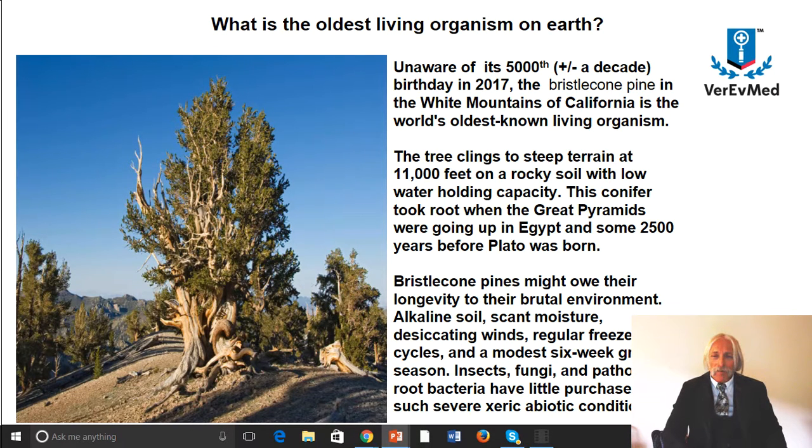Bristlecone pines themselves owe their longevity maybe to the brutal environment that they can survive in. It's not necessarily causal, again, maybe correlative. Where this particular ancient tree lives, there's a lot of desiccating winds. There's a very short growing season. There's a lot of freeze-thaw every night in the soil.